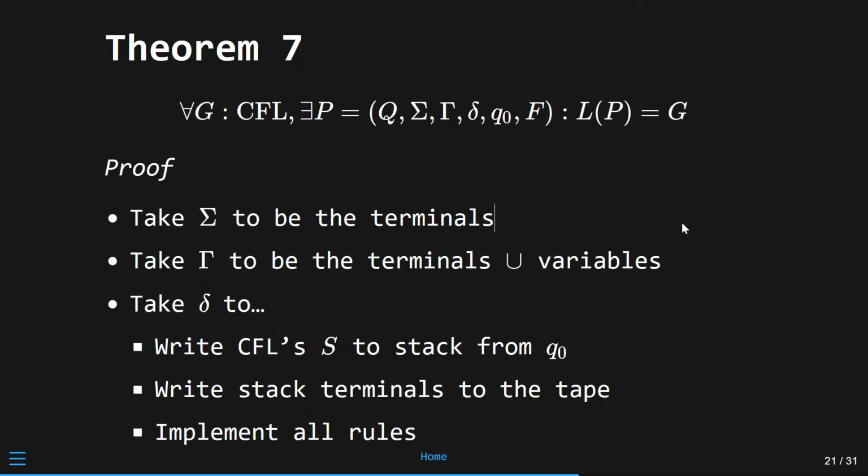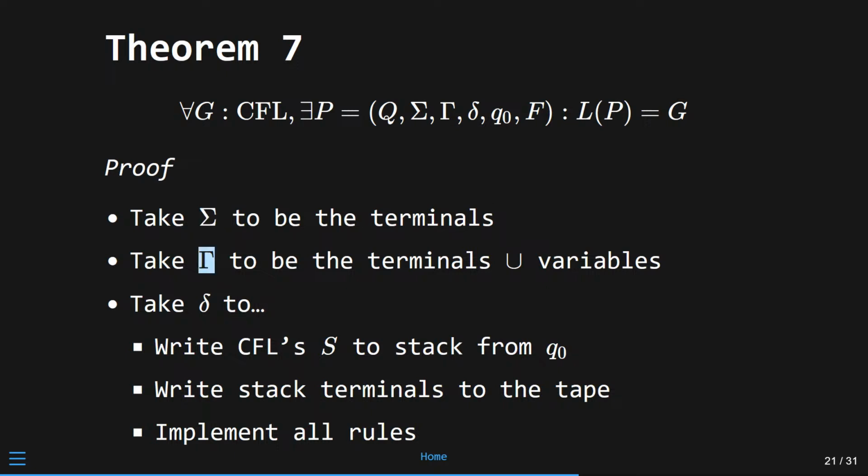Okay. Here's theorem 7. For all grammars that produce a CFL, so those are context-free grammars, there exists a pushdown automata, that is the 6-tuple, such that the language of the pushdown automata is equal to the grammar's. Well, grammars are made out of terminals and variables, so we simply take sigma to be the set of terminals, because that's what we're going to read on our tape. The language produced by the context-free grammar G is composed only of terminals, which means the input to our automata that is accepting those languages is only going to read those terminals. So sigma is equivalent to the terminals.